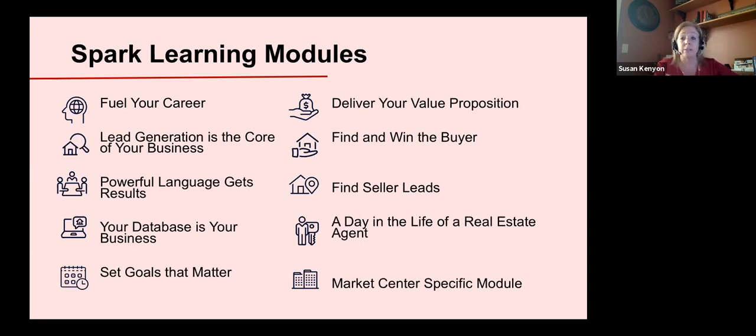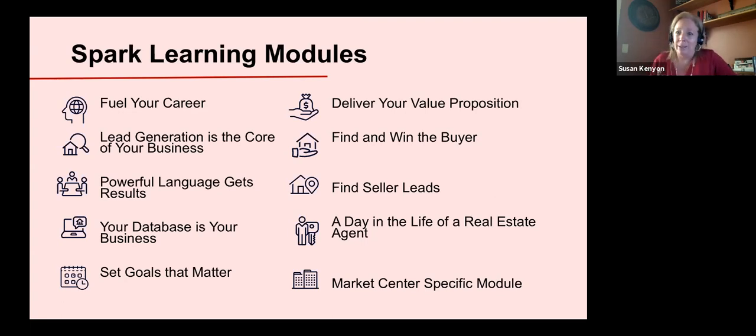A great session for Spark is going to be Delivering Your Value Proposition, developing it and delivering it and having it roll off your tongue. That is very important because people are going to want to know what sets you apart from other people. It's not how much business you've done. That's not your value. Your value can be something else, and it is going to be something else. So that's a great thing to start thinking about now.